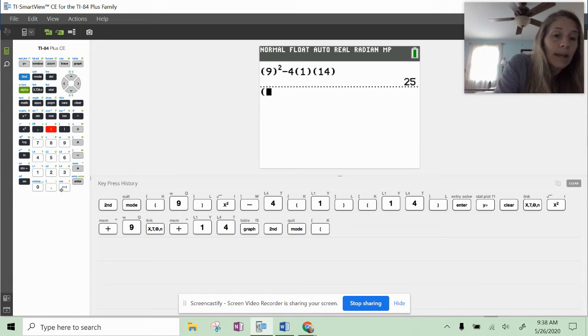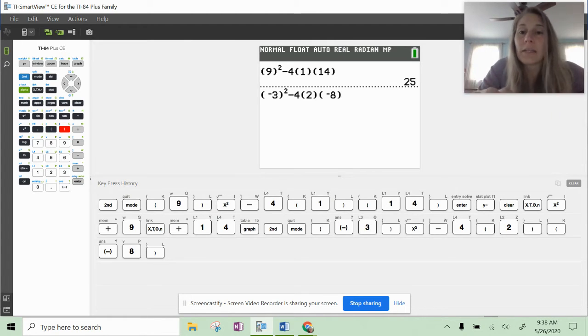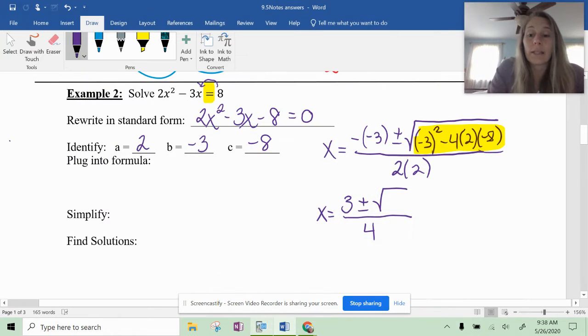All right, so we have (-3) squared minus 4 times a, which is 2, times c, which is negative 8. You need to put it in with the parentheses. So we end up with positive 73 in there. If you didn't put the parentheses, you're going to have a different number.